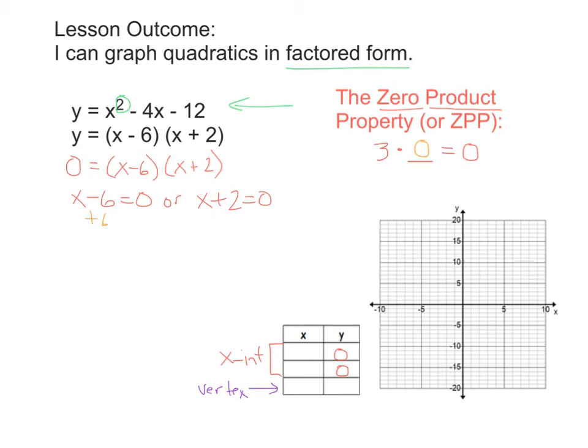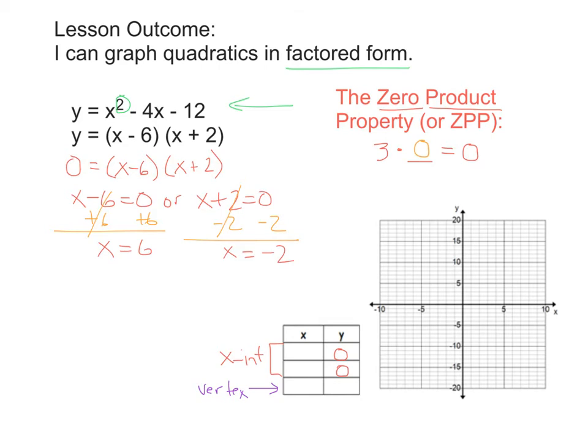Alright, so we're going to add 6 to this side and this side of this equation. They cancel here, and we're left with x equals 6. And we're going to subtract 2 from each side of this equation. Those cancel out, and we get x equals negative 2.